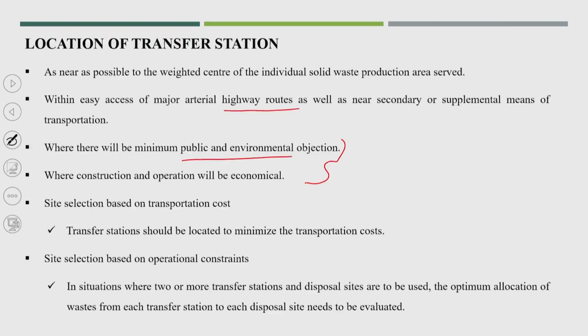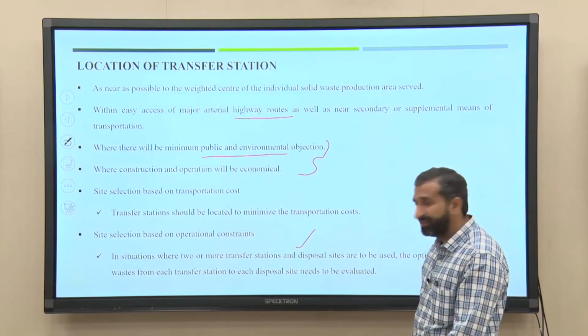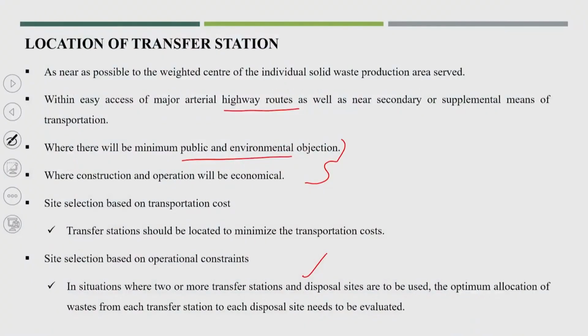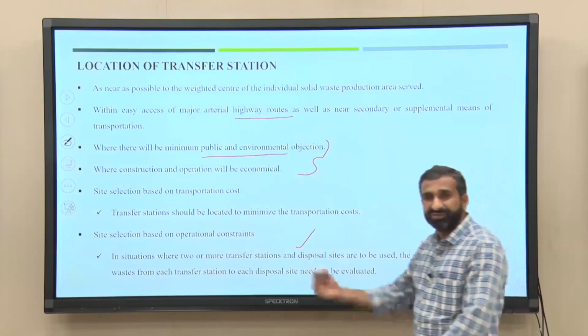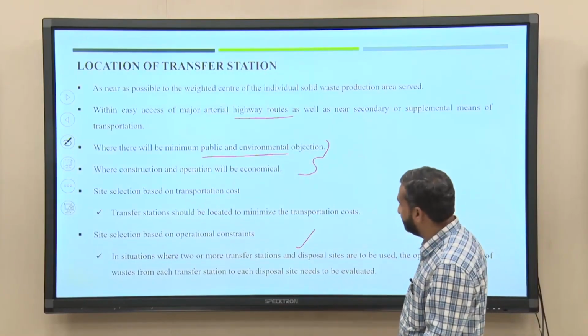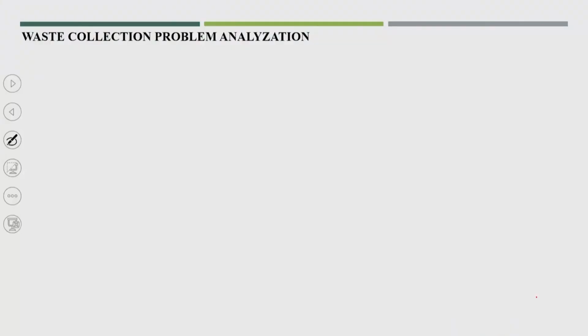So, on this same point we will discuss: if you have two or more transfer stations and different kinds of disposal facilities or recycling facilities, the proper analysis has to be done to find the optimum allocation from the transfer stations to the disposal sites. We will go with one example.